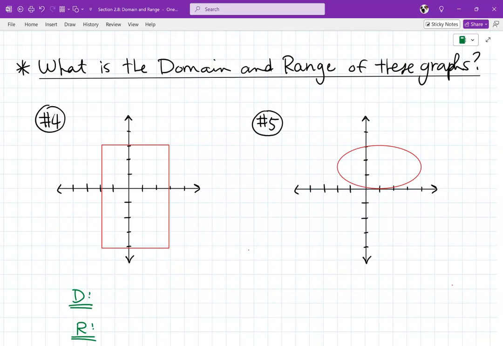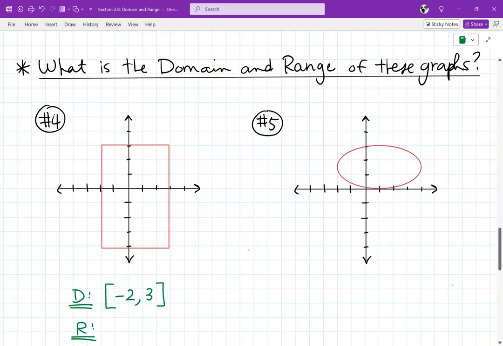All right, domain. How far left does it go? Negative 2. How far to the right? A 3. So I'm going from negative 2 to 3. Is negative 2 included? So in other words, where the negative 2 is, look at the graph. It's going up and down. Are there any gaps or holes or anything like that? No. So that means it's included. What about the side where the 3 is? It looks complete, right? Nice solid line, so it's included.